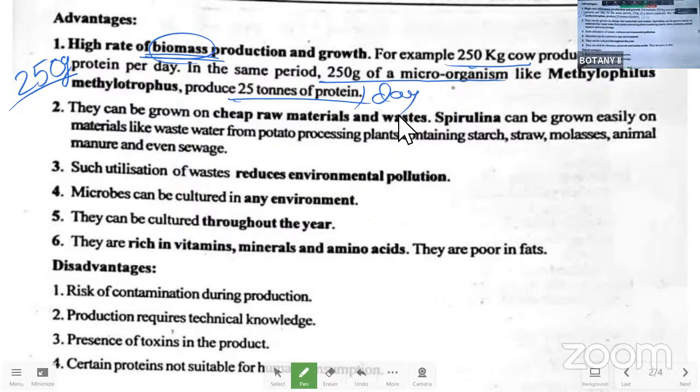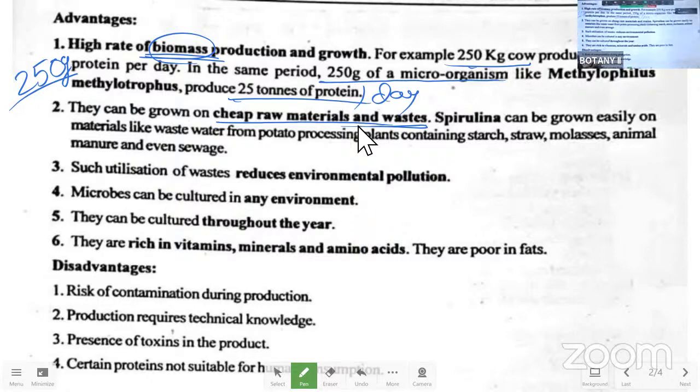And the second one, what we have to write: these can be grown on raw materials and waste materials. So it's easy to grow in the biotech labs on waste materials, as the waste materials can be reutilized in the biotech labs for the production of protein. So it's environment safe. Example, spirulina. Only one example, spirulina.